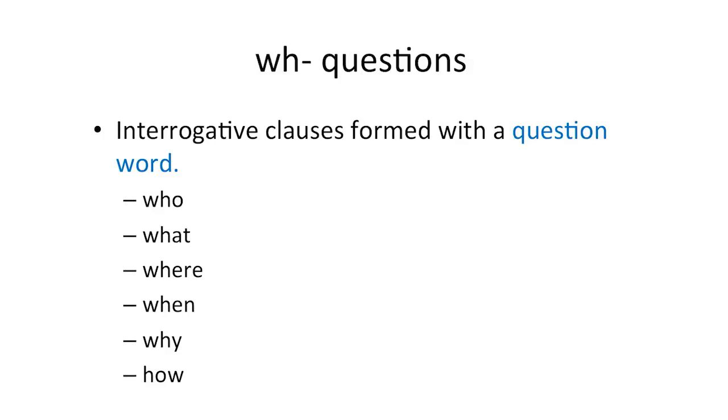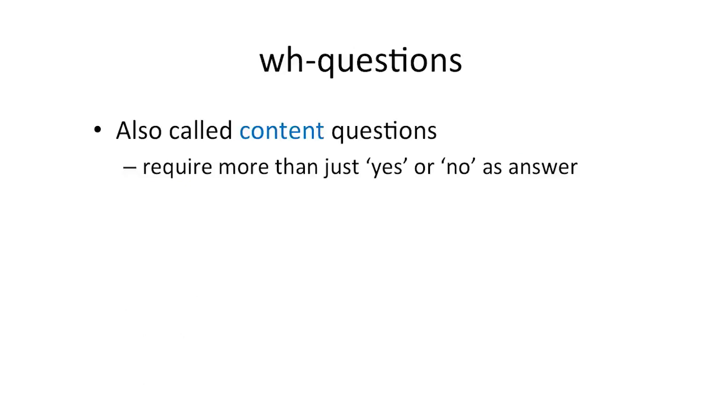The second type of question is called WH questions. WH questions are interrogative clauses which are formed with a question word. I'm sure you can remember being taught about WH words. The WH words are the question words: who, what, where, when, why, and the only one that doesn't actually start with WH, how. WH questions are also called content questions because they require more than just a yes or no answer.